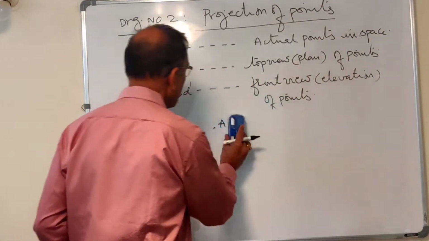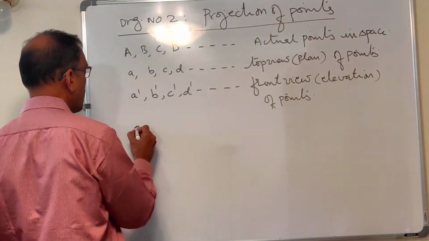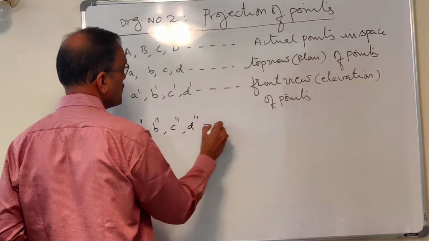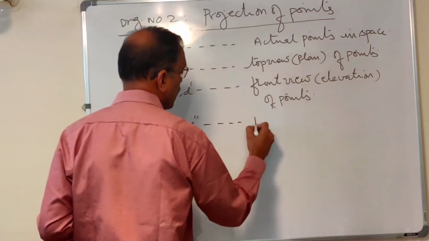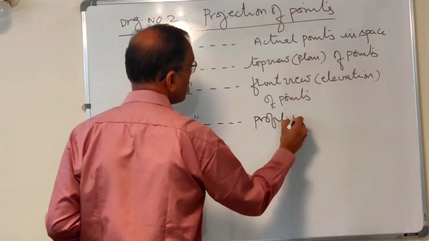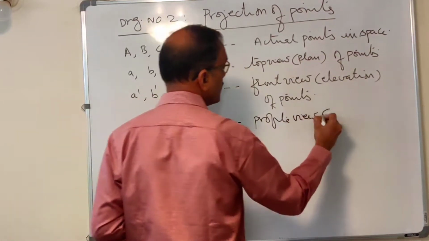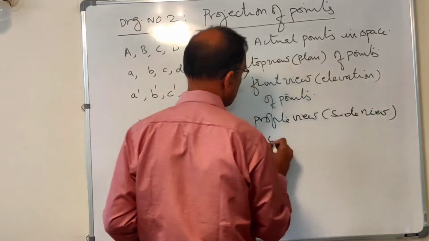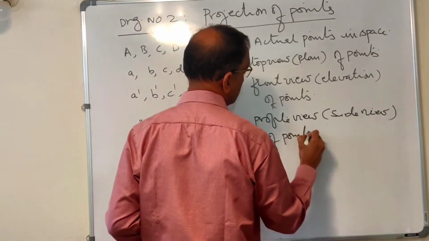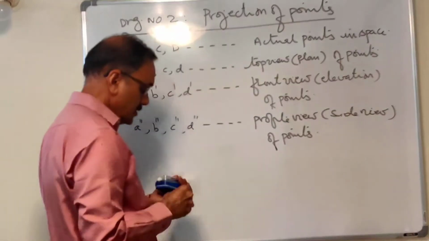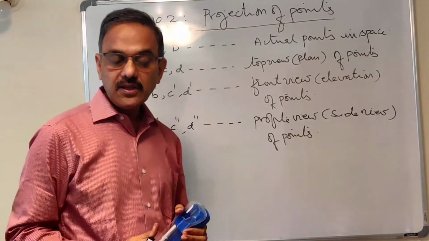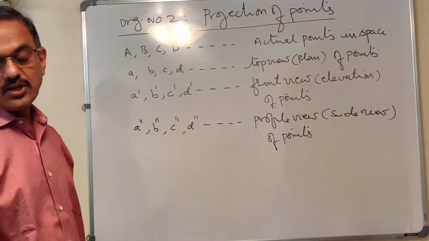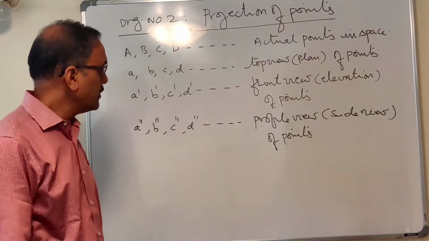Then how do you represent a side view? A small letter with a double dash, a double dash, b double dash, c double dash, d double dash, represents the profile view. You can also call it side view. So this is how you will be able to differentiate between the points once you locate a point on your drawing sheet or on your sketchbook.